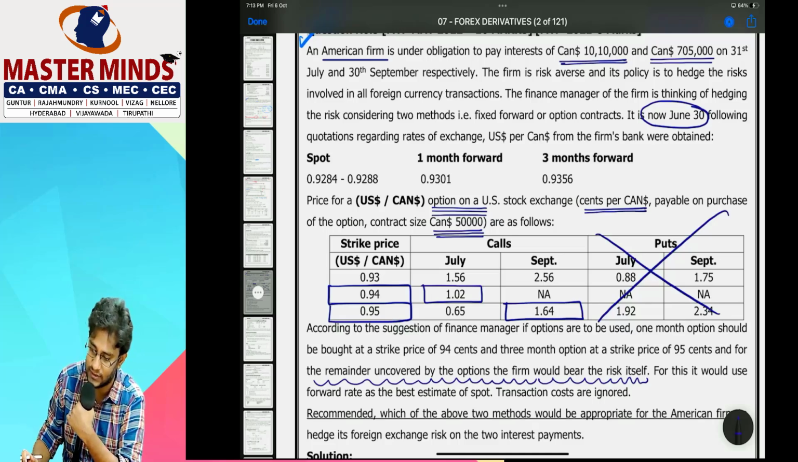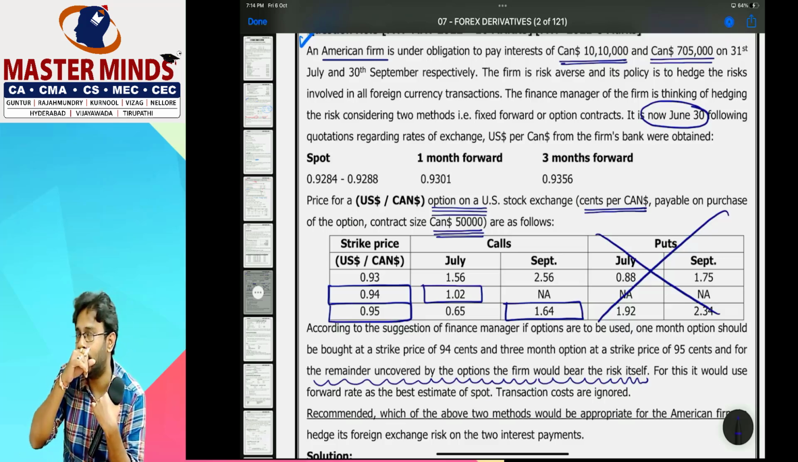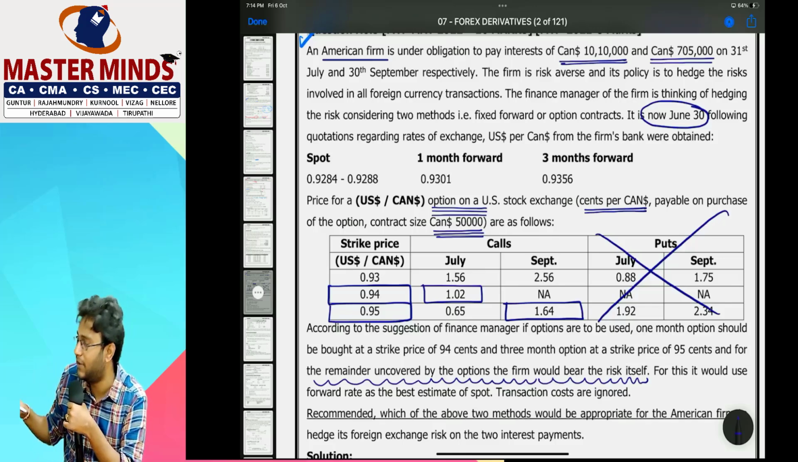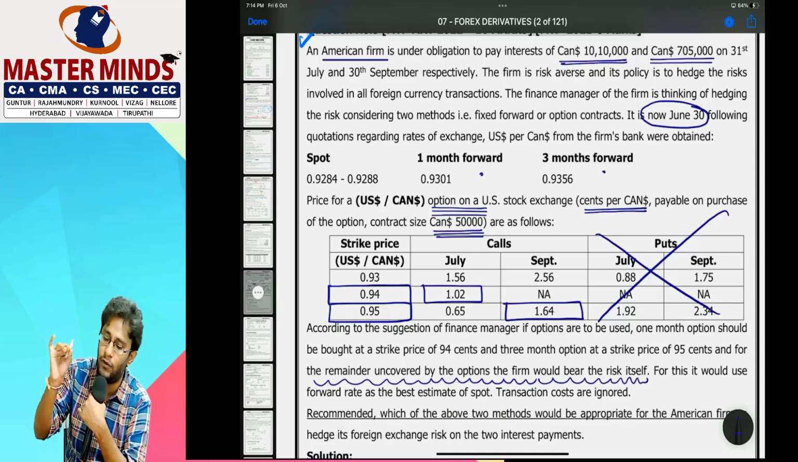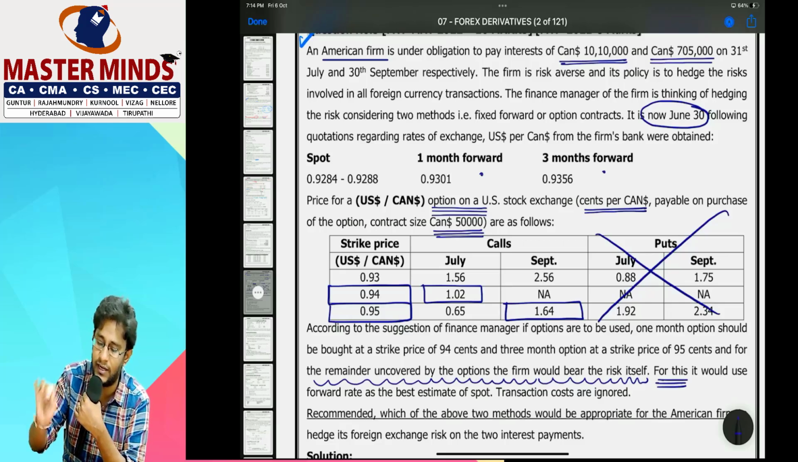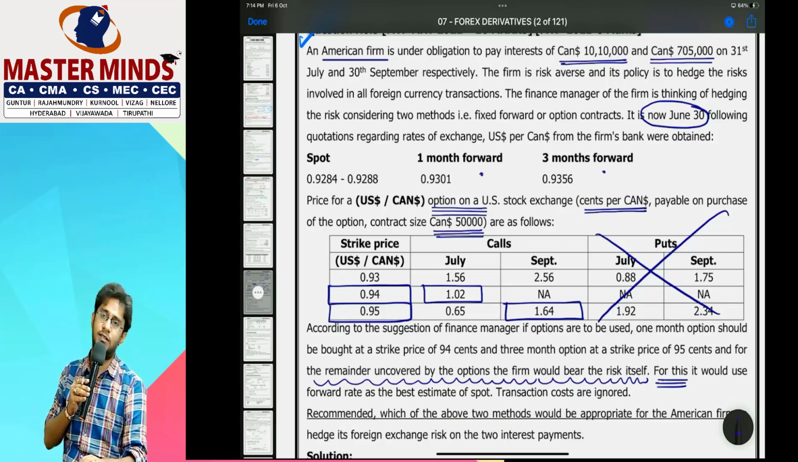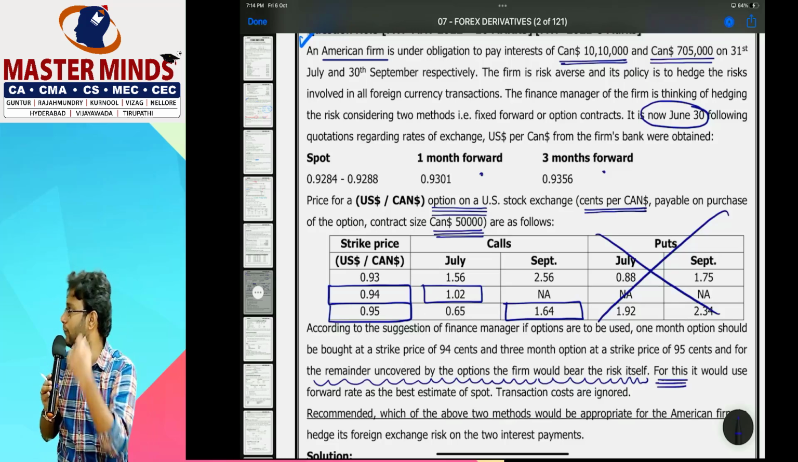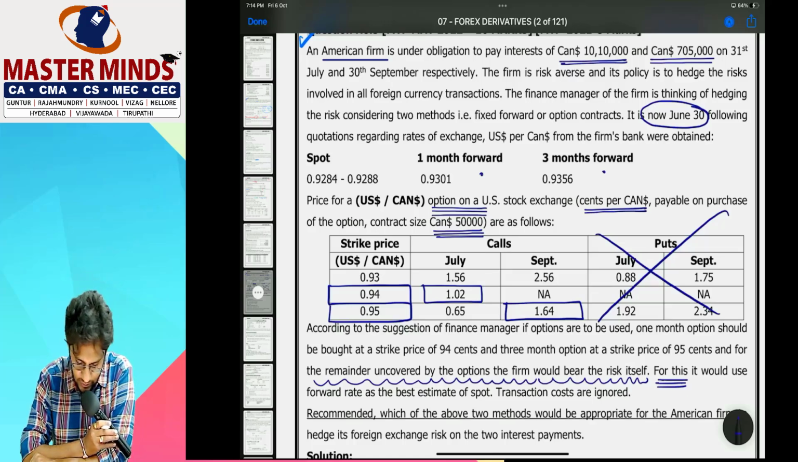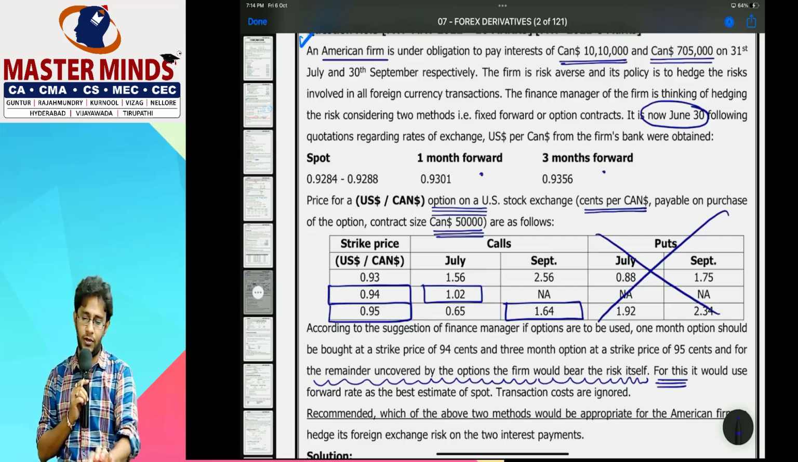For this, it would use the forward rate as the best estimate of spot. That means, at 1 month or at 3 months, whatever the actual outflow is, they will treat whatever forward rates are quoted as the real spot rate. For this unhedged portion, the forward rate must be treated as the spot rate, so that you identify the outflow and decide whether forward is better or options are better. Transaction costs are ignored, of course. Recommend which of the above two methods would be appropriate for the American firm to hedge its foreign exchange risk on the two interest payments. Chalo sir, start.